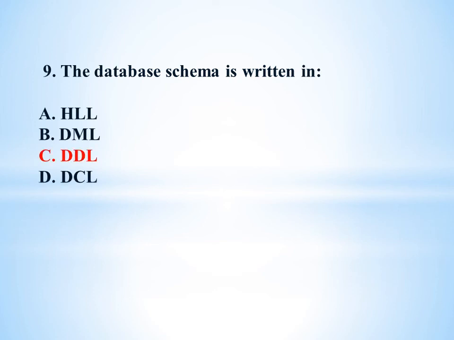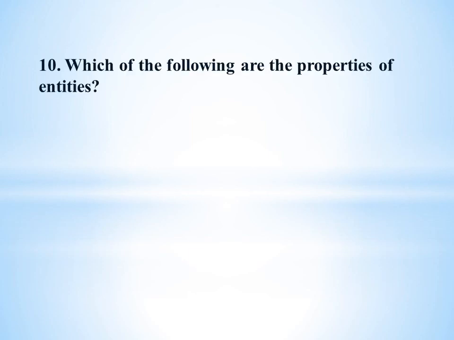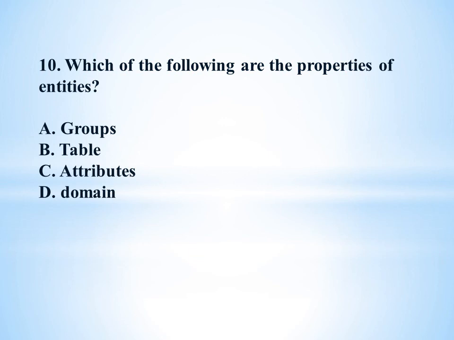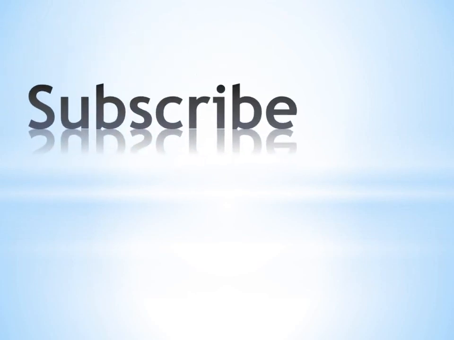Options are HLL, DML, DDL, or DCL. So the right option is DDL, that is data definition language. Our last question is, which of the following are the properties of entities? Options are groups, table, attributes, or domain. So the right option is attributes.